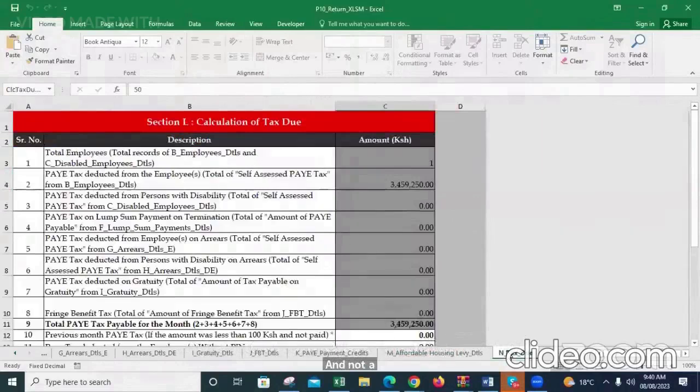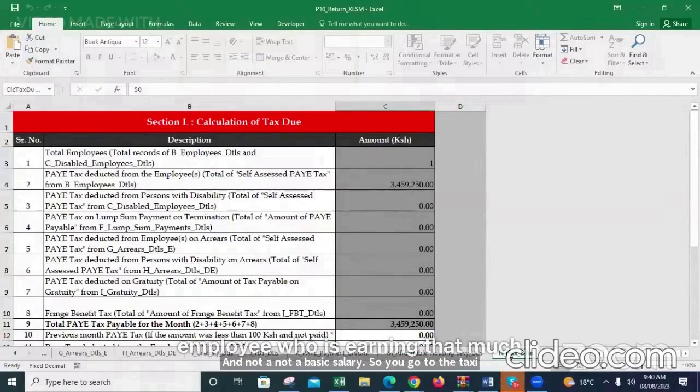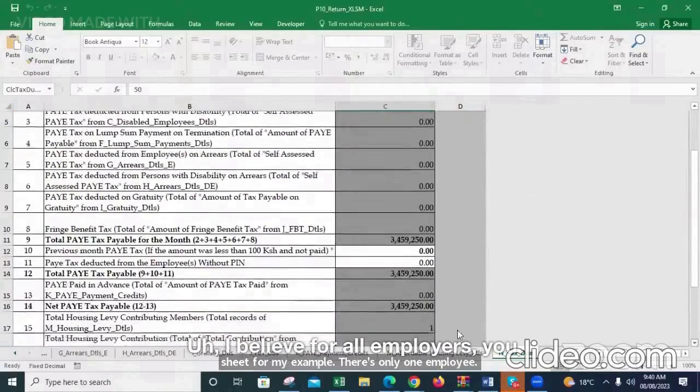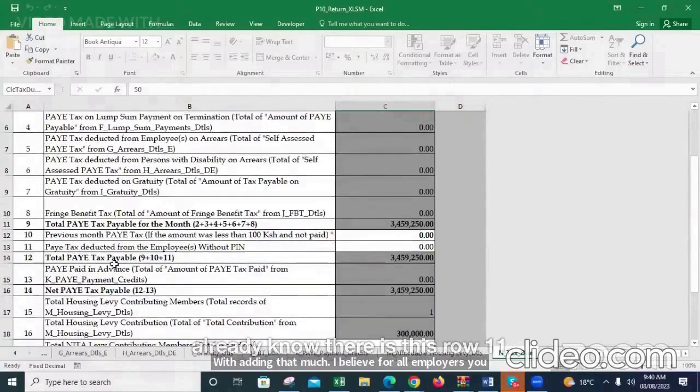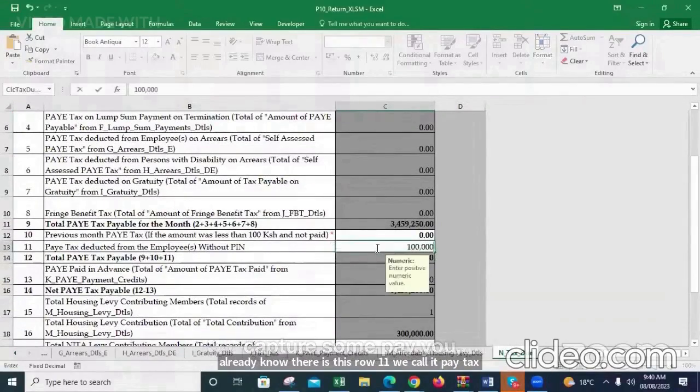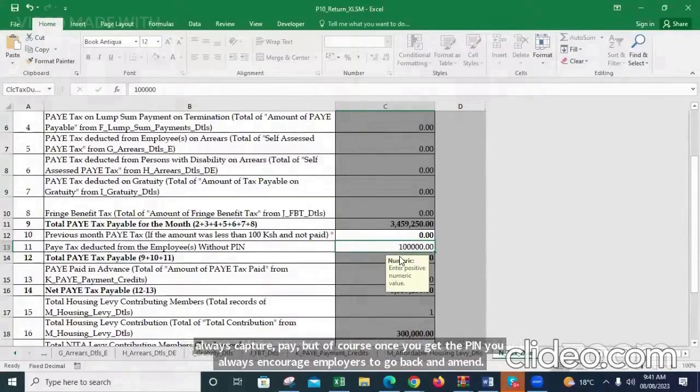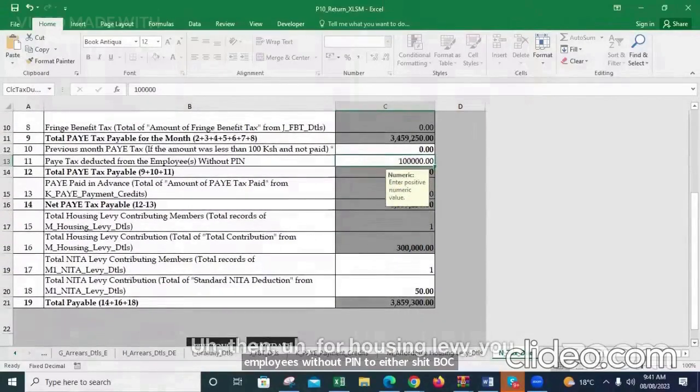So you go to the tax due sheet. For my example, there's only one employee who is earning that much. I believe for all employers, you already know there is this row 11, which we call pay tax deducted from employees without PIN. That's where you can capture some pay which you deducted from employees due to one reason or another beyond your control. You are not able to get their PIN by the time you are filing, but you already deducted the pay. You can always capture it there. But once you get the PIN, we always encourage employers to go back and amend the return and move this amount of pay deducted from employees without PIN to either sheet B or C where applicable.